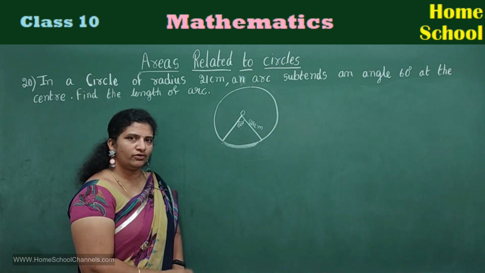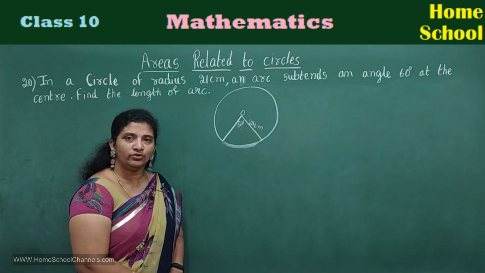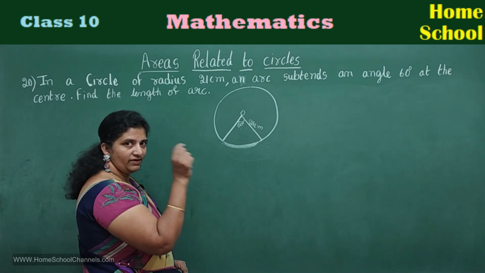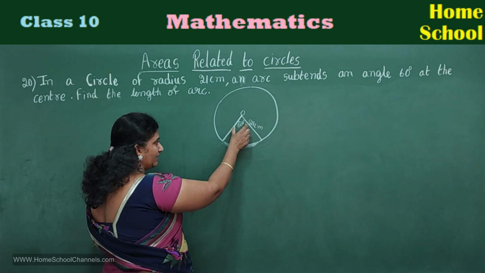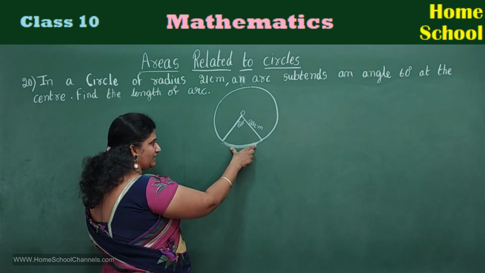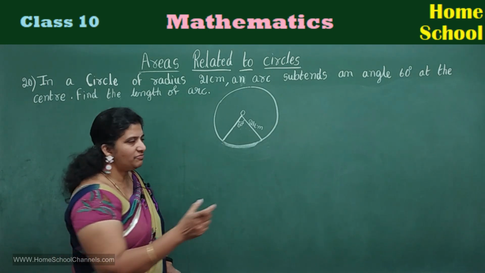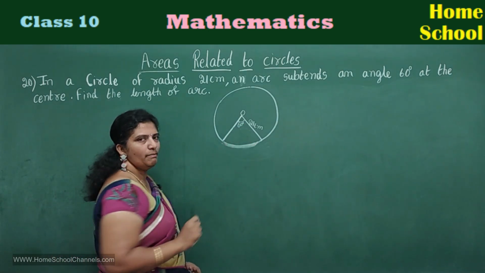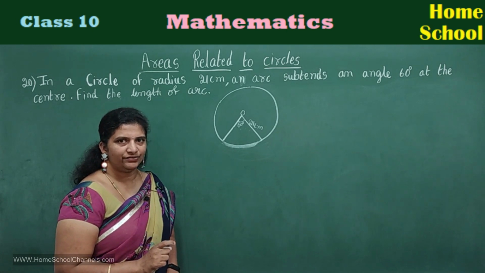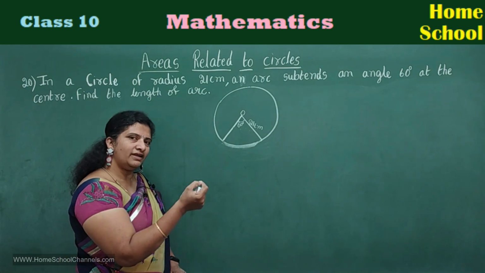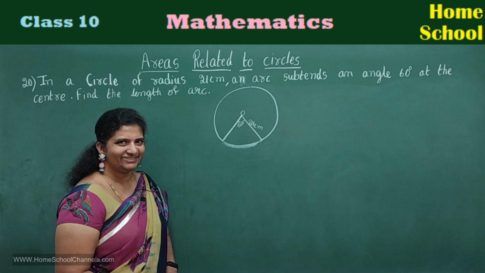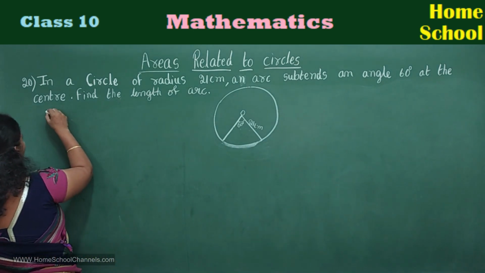Which arc are we going to find, minor or major? How could we know? See there, they have given a 60 degree angle that the arc subtends. That length you need to calculate. 60 degrees means it will be a minor arc. Right? Suppose if it is 300 degrees, it will be a major arc. Right? Now, the given data.